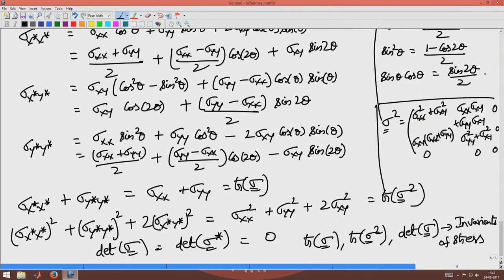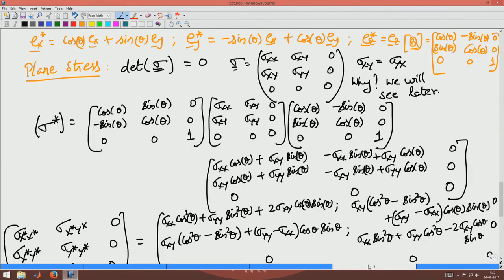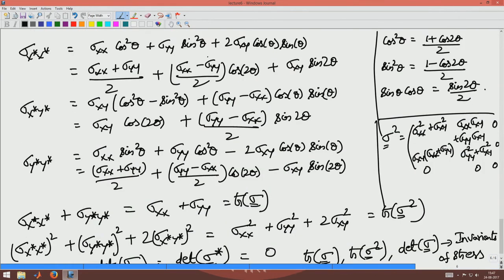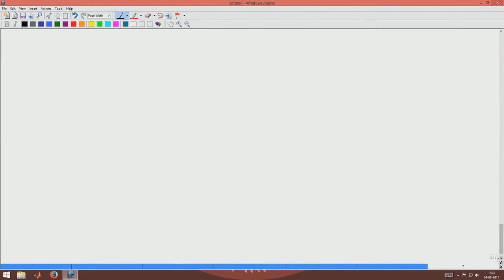So, what you have seen is that for a plane stress, when I rotate the coordinate system by an angle theta in the anticlockwise direction, the components of the stresses change. These quantities are sigma x star, sigma y star and sigma x star y star. There are a couple of observations we have to make before we end this lecture. The observations are the following.